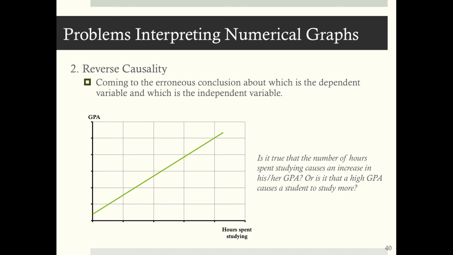Reverse causality means coming to the erroneous conclusion about which is the dependent variable and which is the independent variable. So here we have a graph of GPA on the y-axis and hours spent studying on the x-axis, and we may mistakenly conclude that the higher the number of hours spent studying, the higher is the GPA. But is it true that the number of hours spent studying causes an increase in his or her GPA? Or is it maybe that a high GPA causes a student to study more? We have to be careful of these sorts of things when we look at numerical graphs.